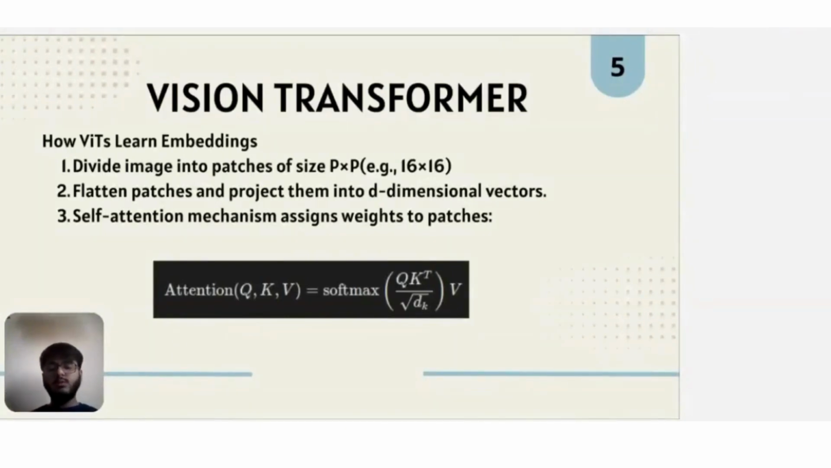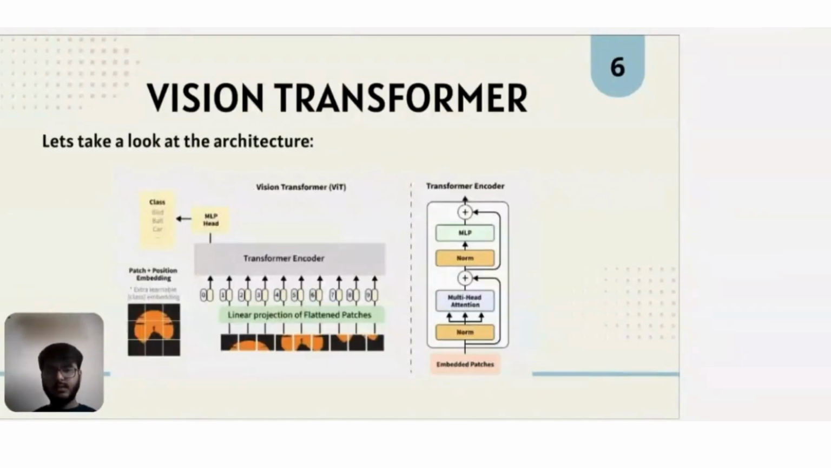However, for images, what we do is that we break the image down into patches. P cross P patches, which can be 4 cross 4, 8 cross 8, or 16 cross 16 patches, and we arrange them in a sequential manner. So basically, we flatten out these patches, and what we get is the sequence that we can now pass into the transformer as a single sequence, right?